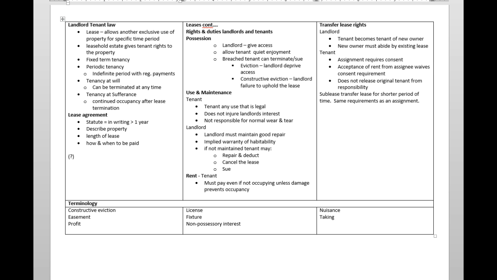So a lease agreement is a statute in writing for over 1 year. It has to be in writing. The statute says that it has to be in writing if it's for over 1 year to be valid. It describes the property, the length of the lease, and how and when the payment is to be paid. Probably you would also want to have on there the name of the lessee and the lessor.